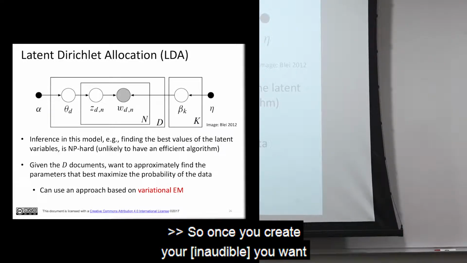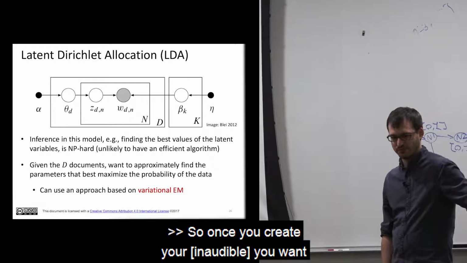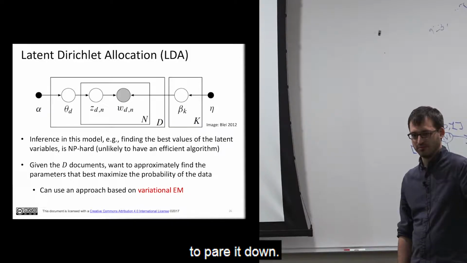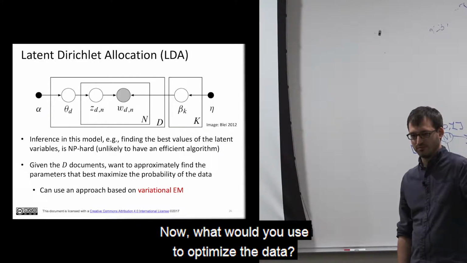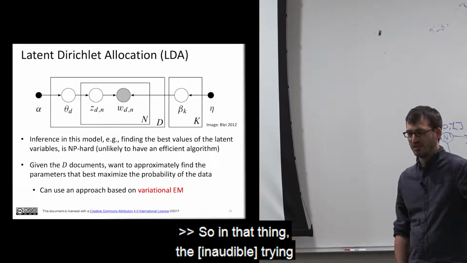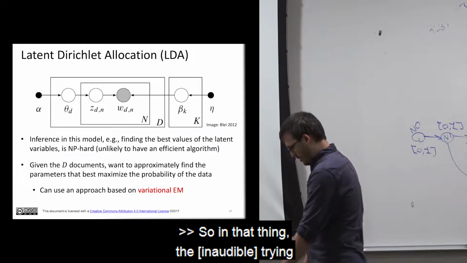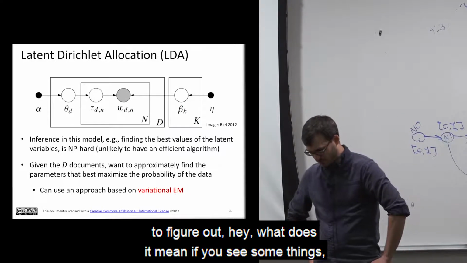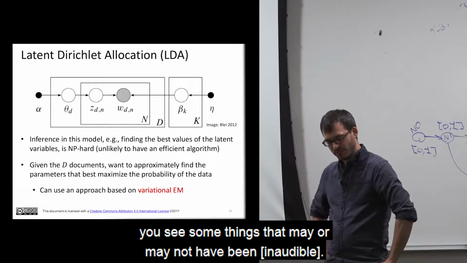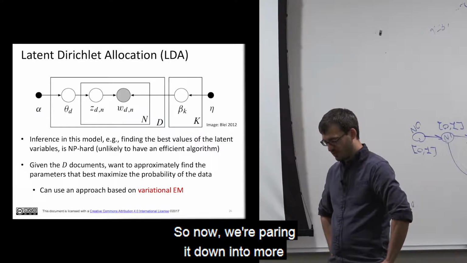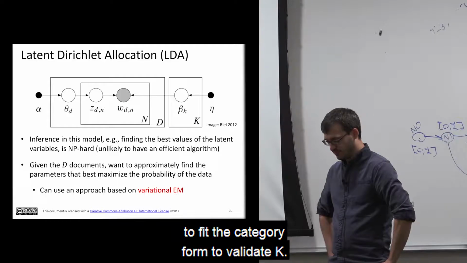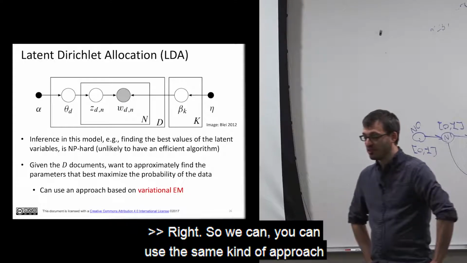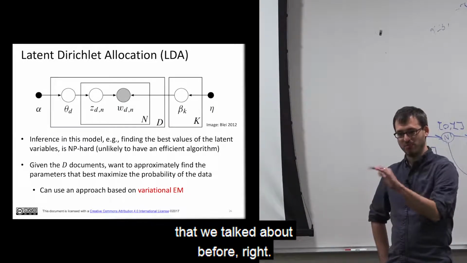So once you create your array of words and you want to pare it down, what would you use to optimize that? You've got the array how you want it, and you're trying to figure out what it means. You see some things that may or may not fit, and you get some other things like that. Now I want to pare this down even more to fit the category or to validate the category. You can use the same kind of approach that we talked about before.